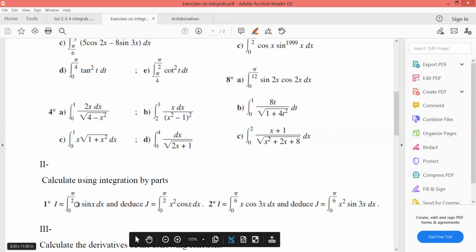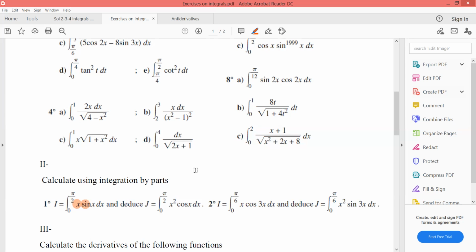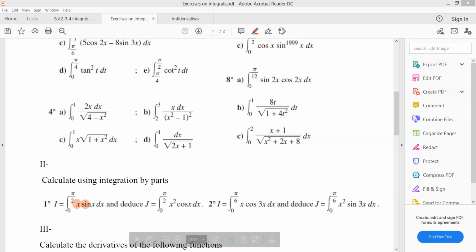So here I have a polynomial, which is x, multiplied by a trigonometric function, sine x. So I have to use integration by parts. I will solve it slowly. If you have questions, please ask.